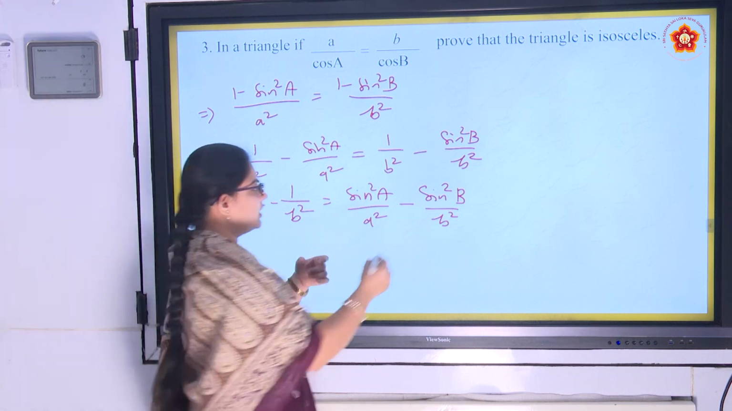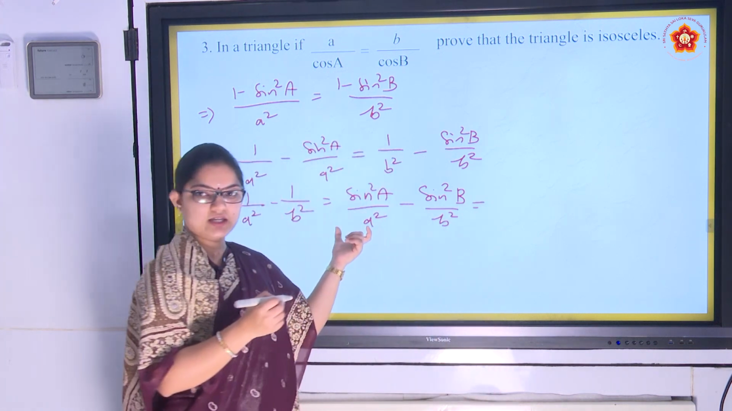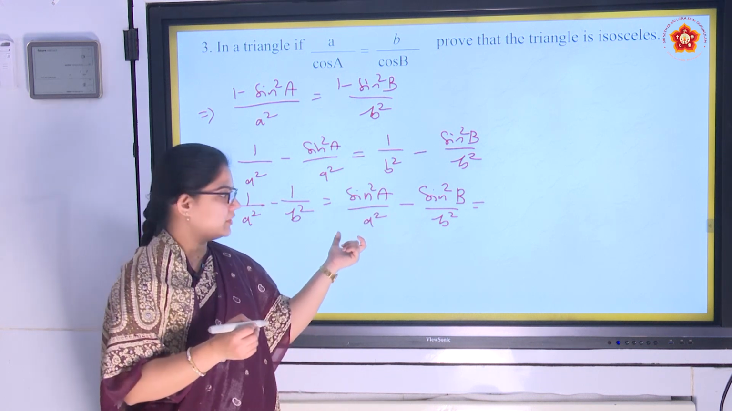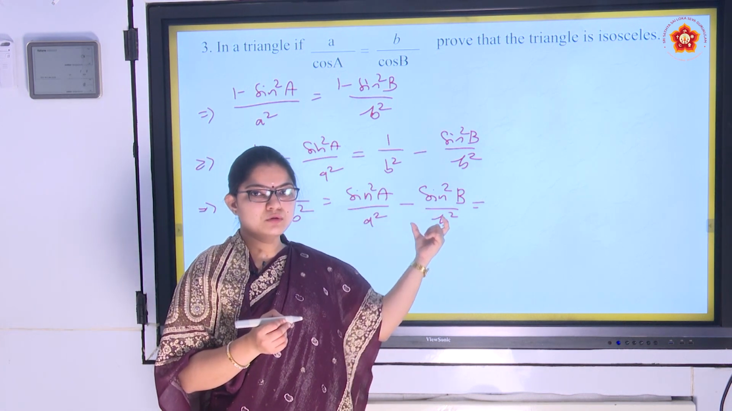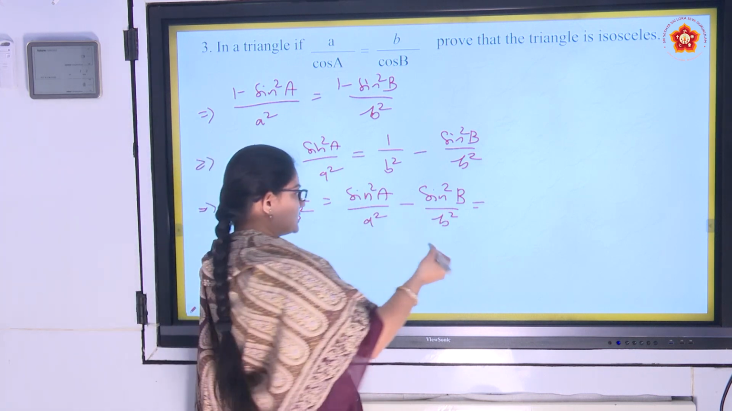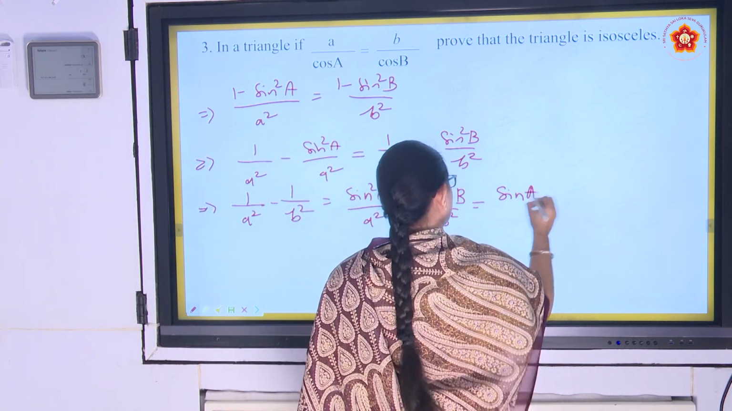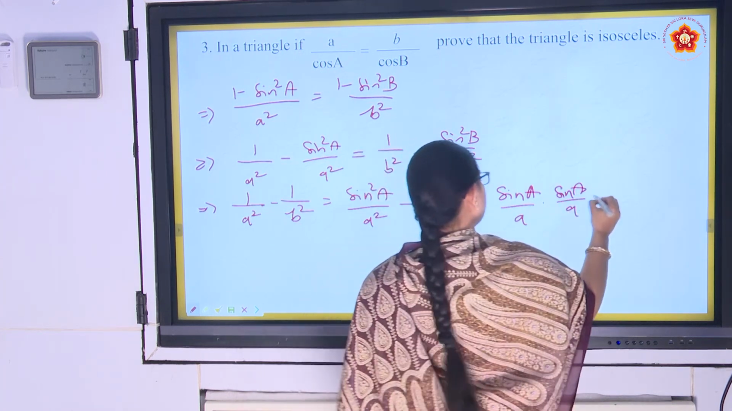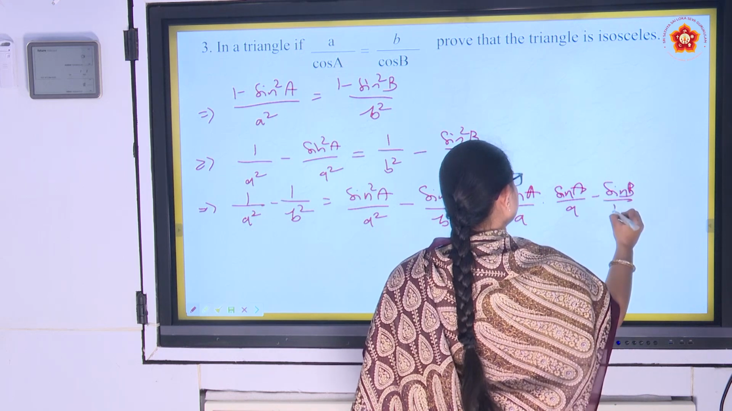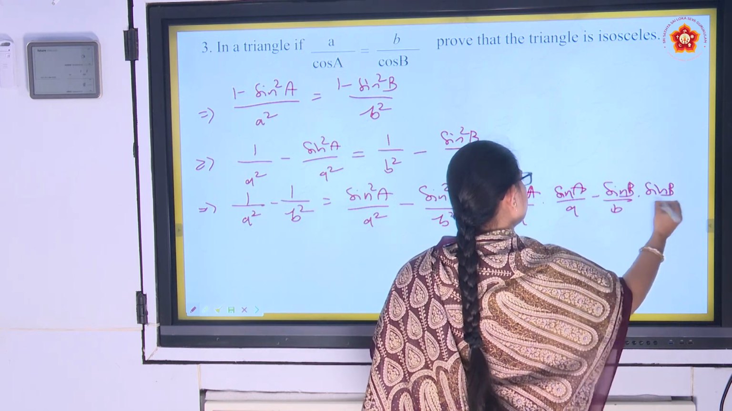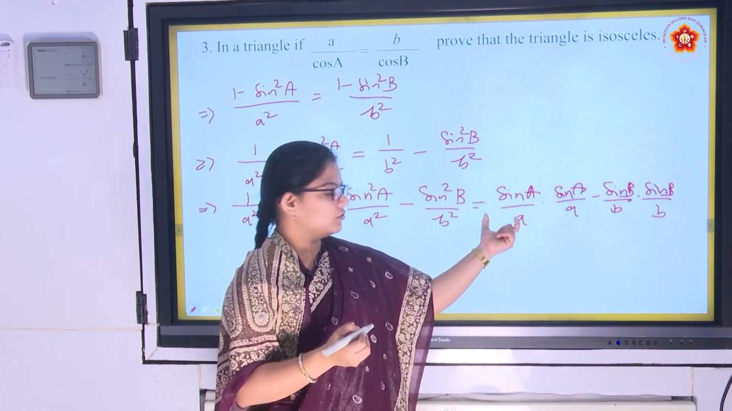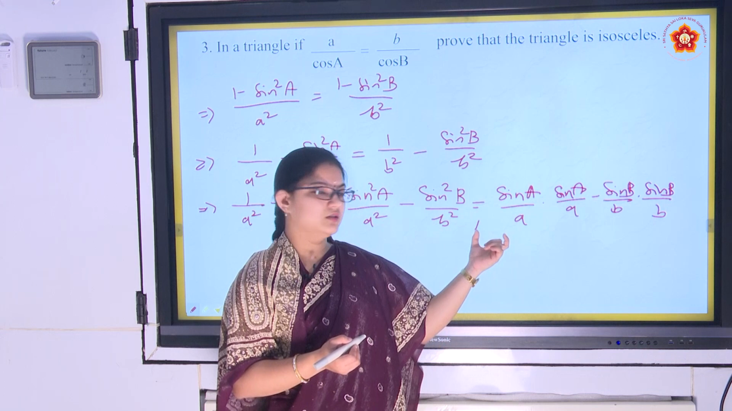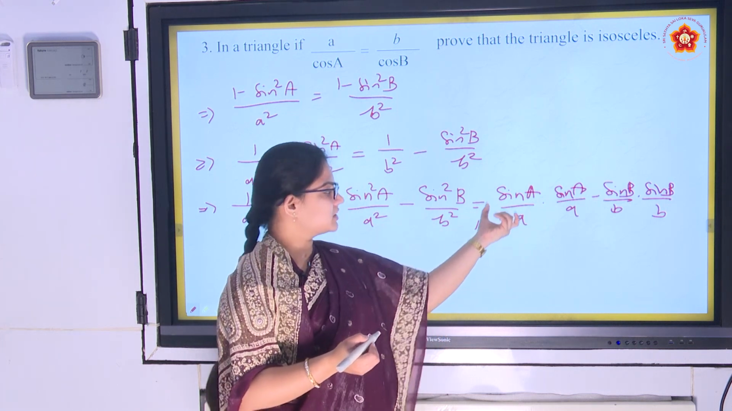Now I can rewrite this as sin square A by A square. I can split them as sin A by A into sin A by A. Similarly here also sin B by B into sin B by B. So let us split it. So that is sin A by A into sin A by A minus sin B by B into sin B by B. Now we know that sin A by A is equal to sin B by B from the sine formula. So let us make use of it.